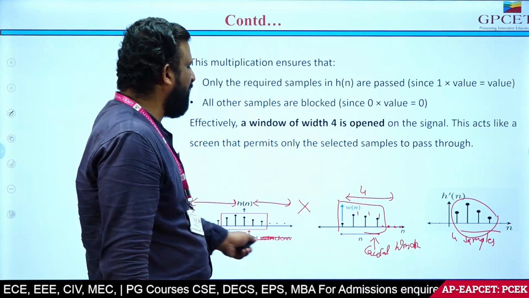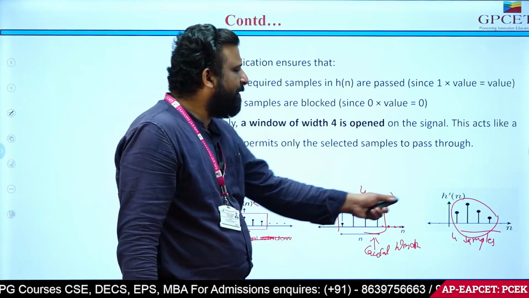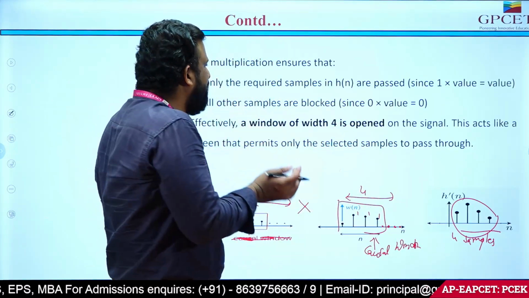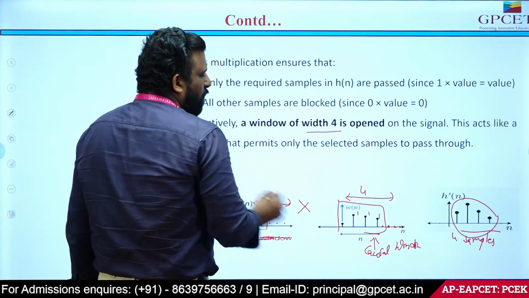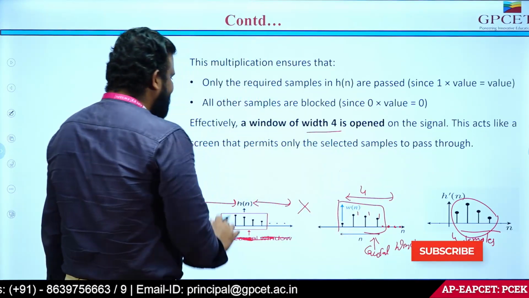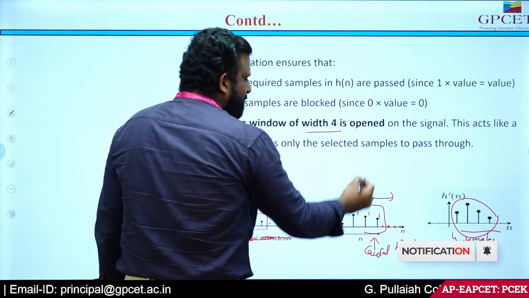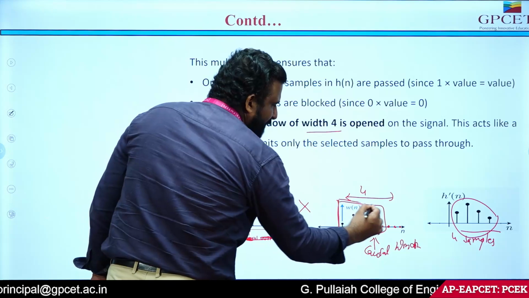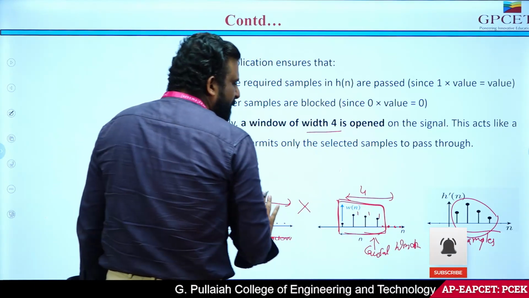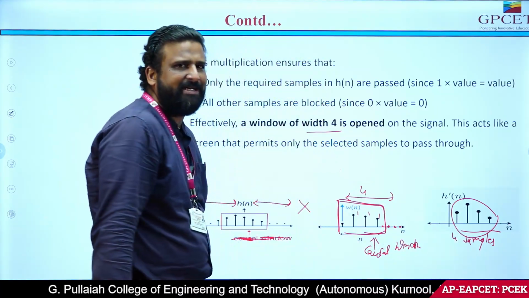Here we are given the infinite length sequence. After multiplying this sequence with the window, how many samples am I going to get? Only 4 samples. Like that, I have prepared one window with a width of 4, which is opened on the signal. This acts like a screen that permits only selected samples. How many samples have I selected here? Only 4 samples. Those samples are passed through the window, and these are the samples selected by the windowing.